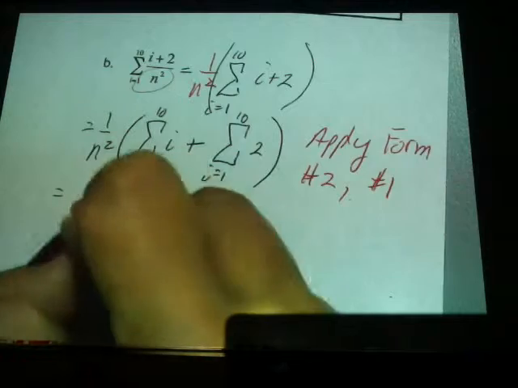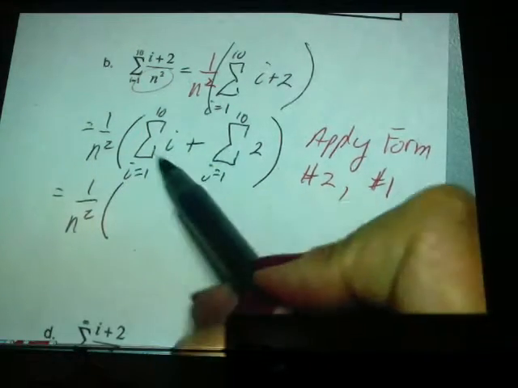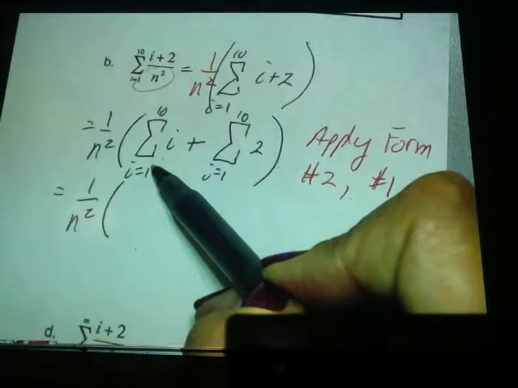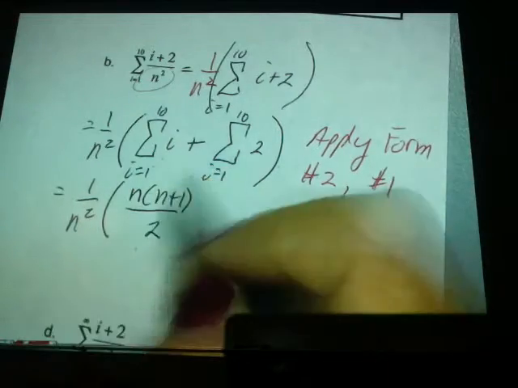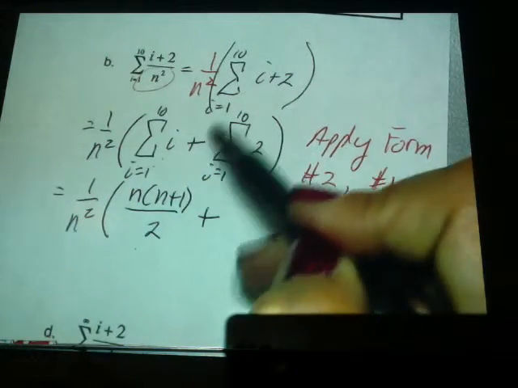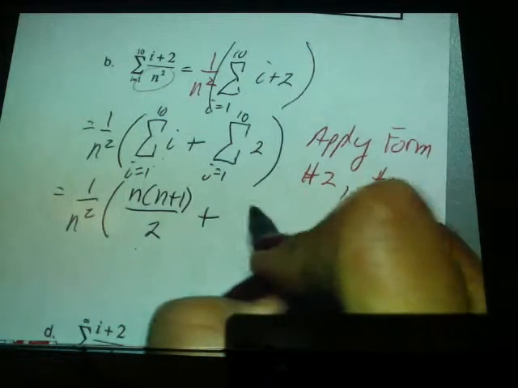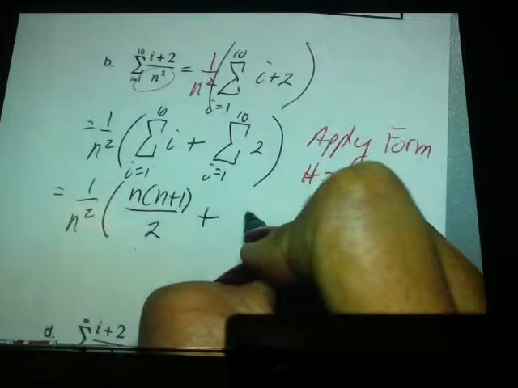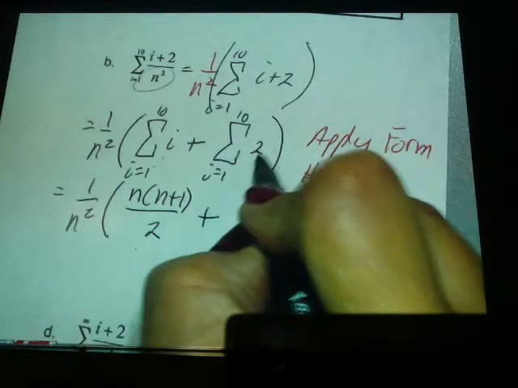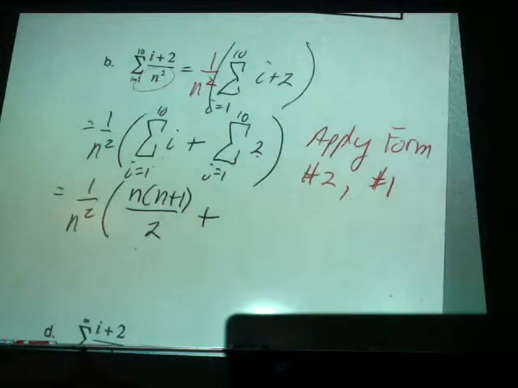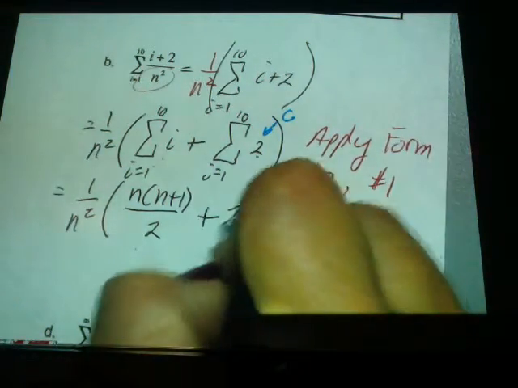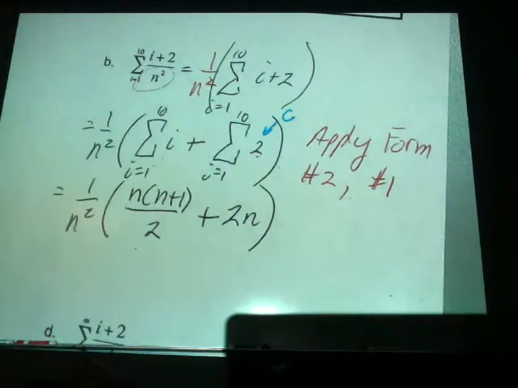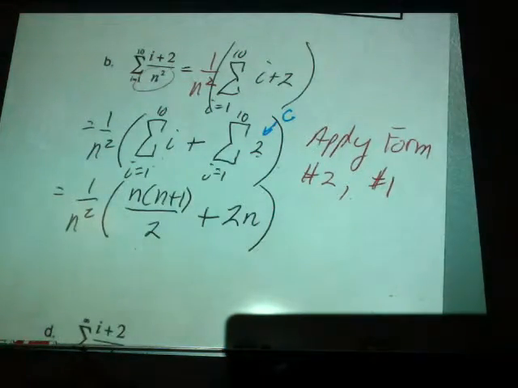So I have 1 over n squared times, instead of this whole summation, we're going to replace it with rule number 2, which is n times n plus 1 all over 2, plus, and we're going to replace this whole summation with number 1, which is c times n. What's our c? 2. This is our c. So you might want to write yourself a note that this represents c. So that's where our 2n is coming from, because rule number 1 is cn, so we take 2 and multiply it by n. Now what's n? In this case, n is 10.